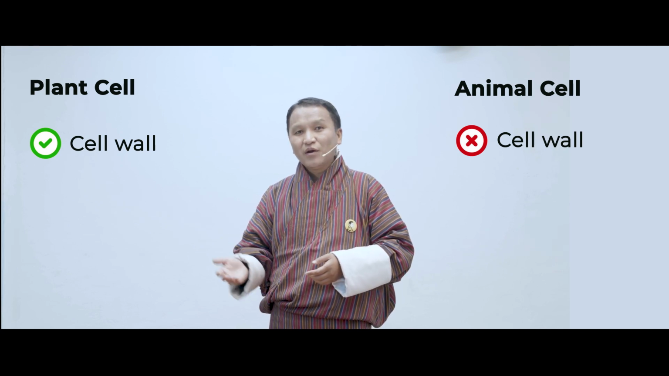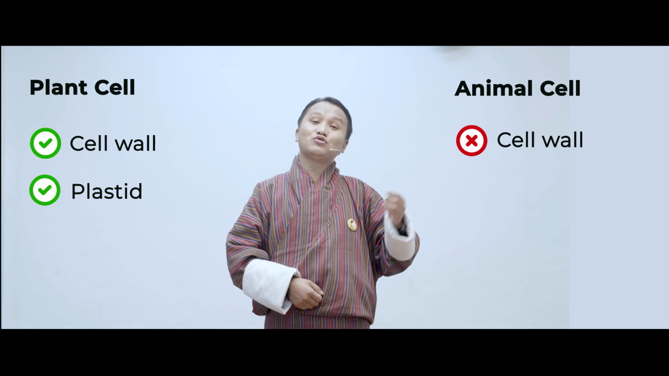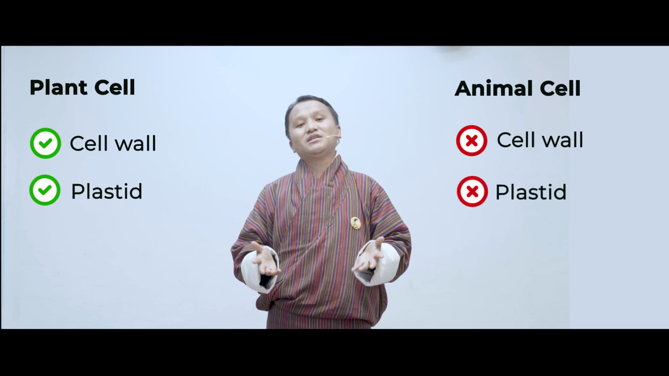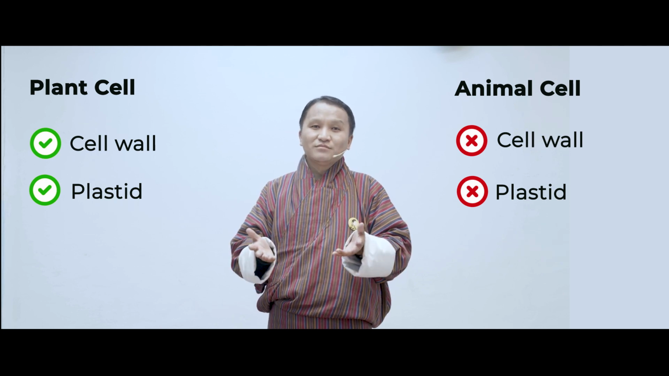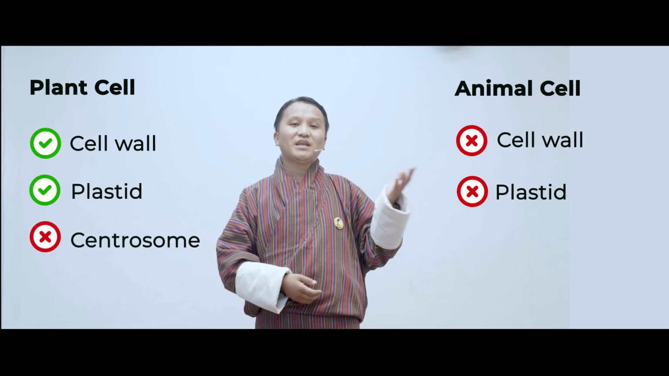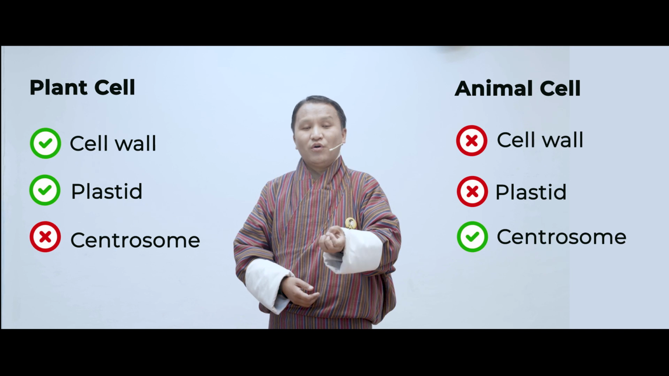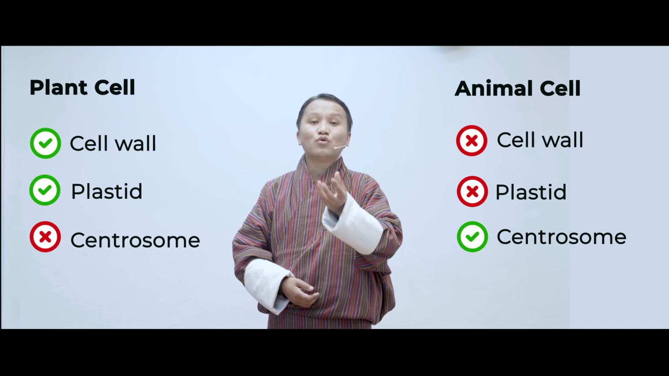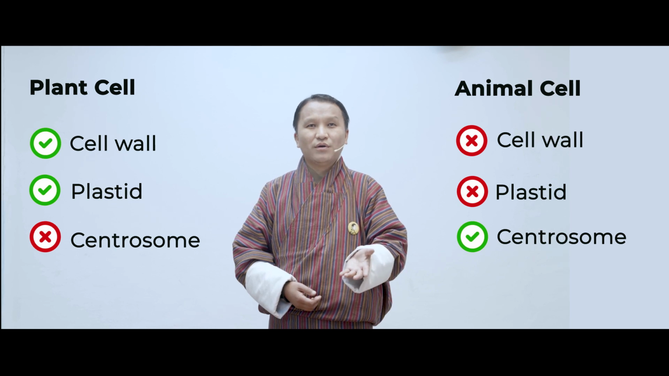In the same manner, plant cell has plastid, the animal cells do not have plastid. That is why the animals cannot prepare their own food. Then the plant cell does not have centrosome, but the animal cell has centrosome. So you may also find the role of centrosome as your homework.